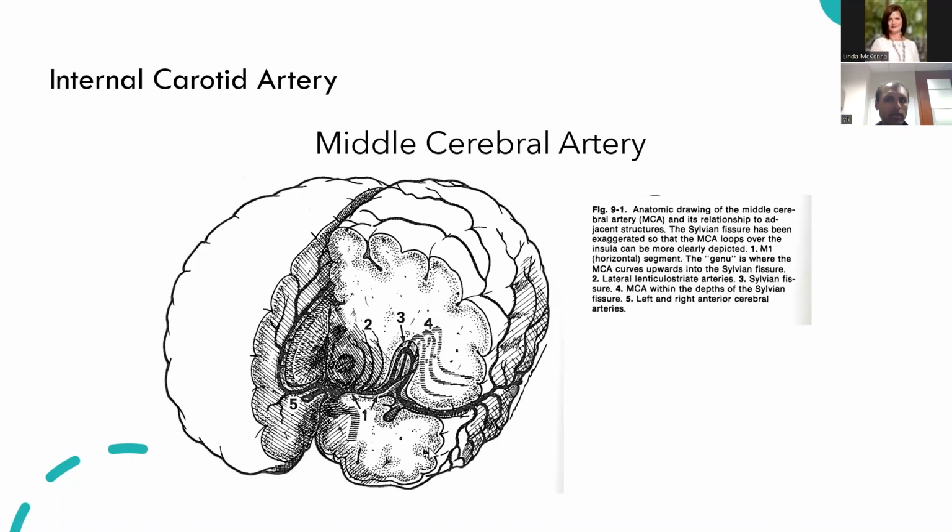So here's the middle cerebral artery, and typically the middle cerebral artery will have 4, sometimes they say 5 segments. Typically you have the horizontal segment, the genu where the MCA curves up, and then the second segment. We know the middle cerebral artery also gives off the lateral lenticulostriates. The third goes into the sylvian fissure, the fourth is in the depths of the sylvian fissure, and it also gives off branches to the insula.